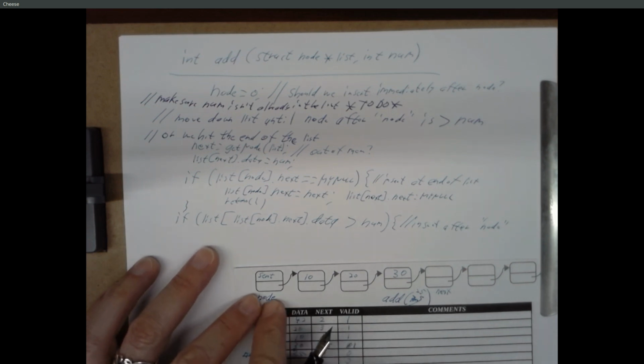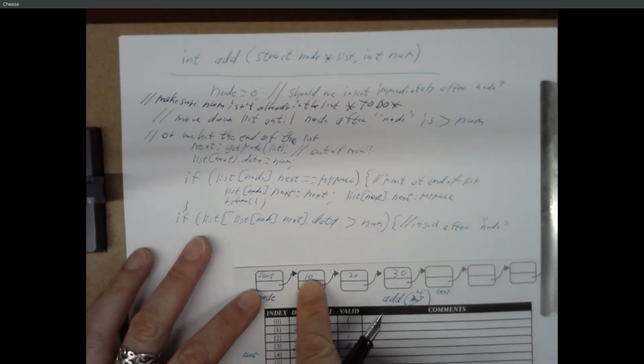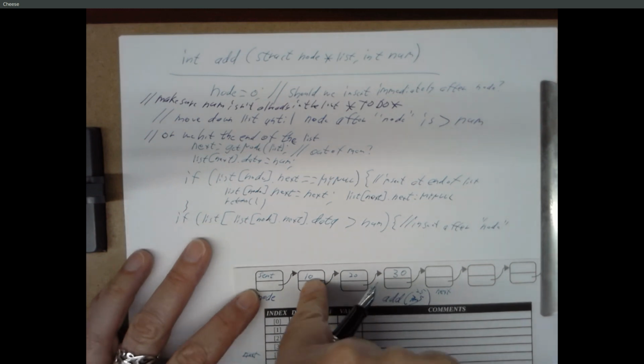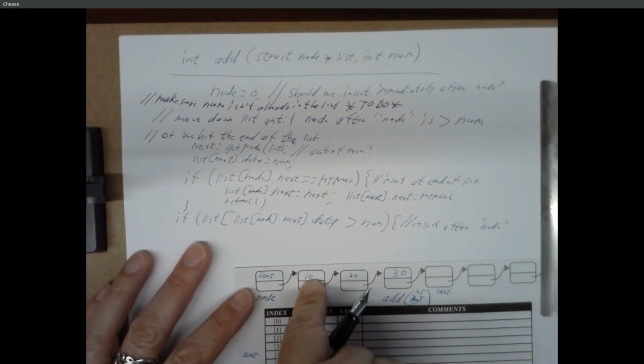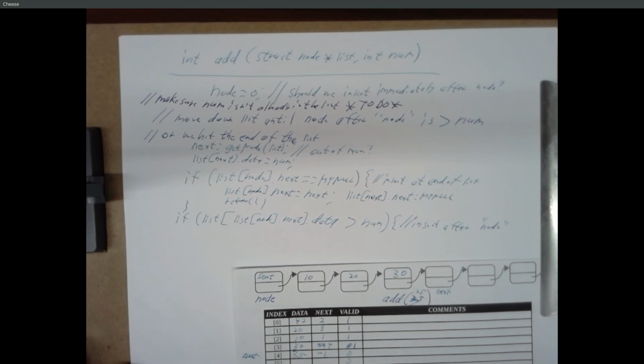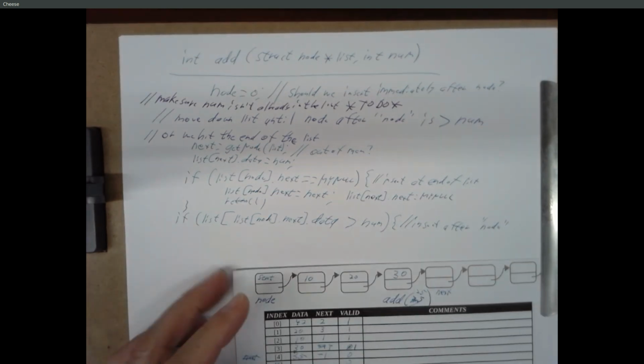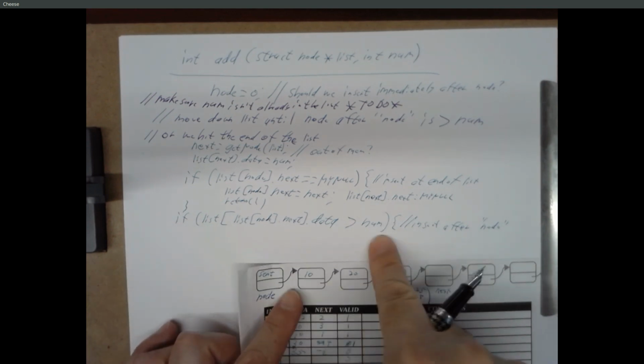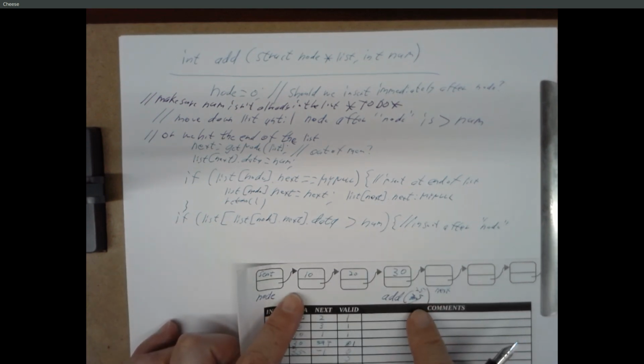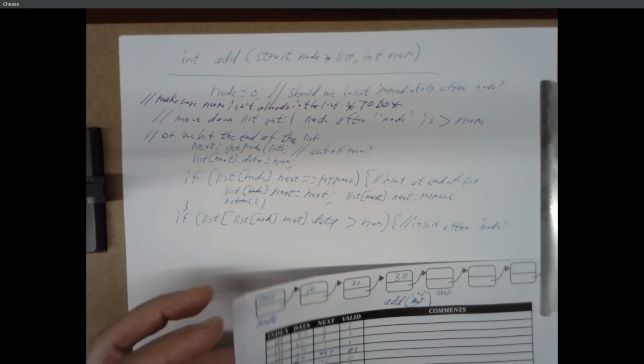And so node equals 0, and we check to see if list bracket node.next.data, which is 10, is bigger than our number. And we can break this into steps, right? We could say index of next node equals list bracket node.next. And then we could say if list bracket index of next node.data is bigger than num. Right, so we can break this down logically. So 10 is not bigger than 25, so what do we want to do? Just move down the list.